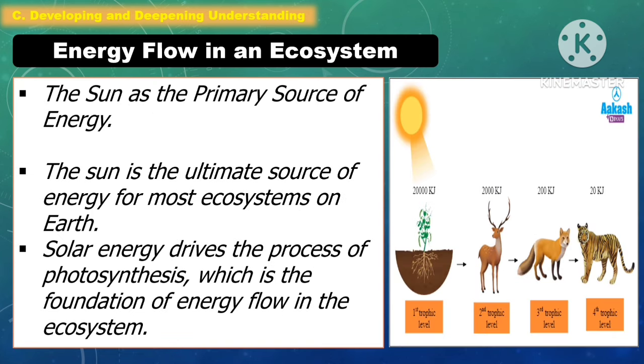The following is the energy flow in an ecosystem. The sun is the primary source of energy. The sun is the ultimate source of energy for most ecosystems on Earth. Solar energy drives the process of photosynthesis, which is the foundation of energy flow in the ecosystem.